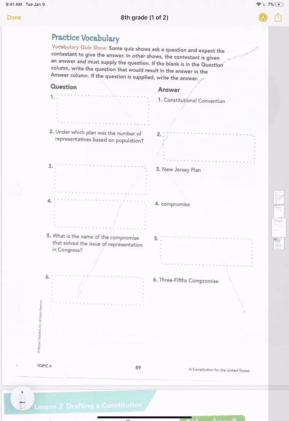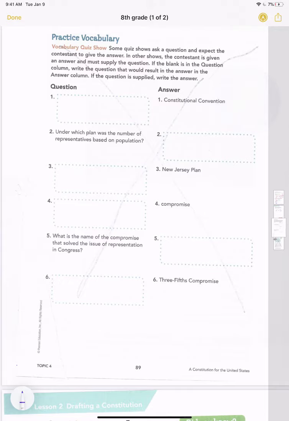Everyone, welcome back. So what we're going to do is go over this worksheet. I know it's a little bit complicated to understand. So all this worksheet is asking you to do is ask a question based on the answer on the right side of the column and vice versa.